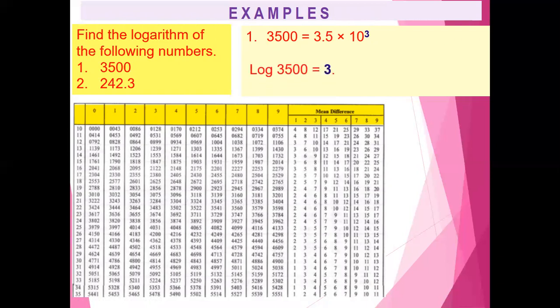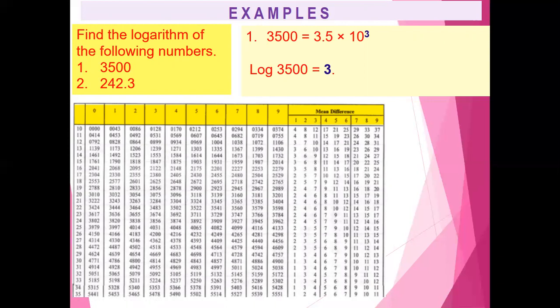So the first part of our answer will be 3 point. The log of 3,500 is dependent on the power. The power was 3 here, we got 10 raised to the power 3, so this 3 becomes our characteristic. So we say 3 point. Now, how do we get the mantissa? We call the part after the decimal point the mantissa. How do we get the decimal or fractional part?